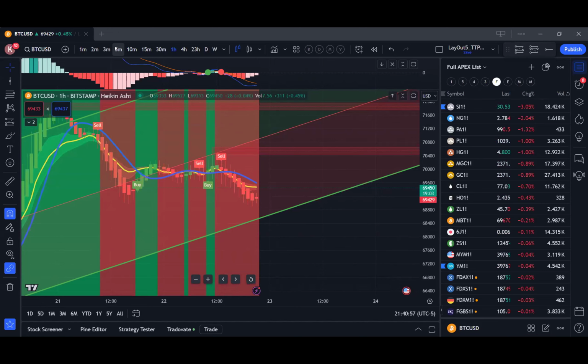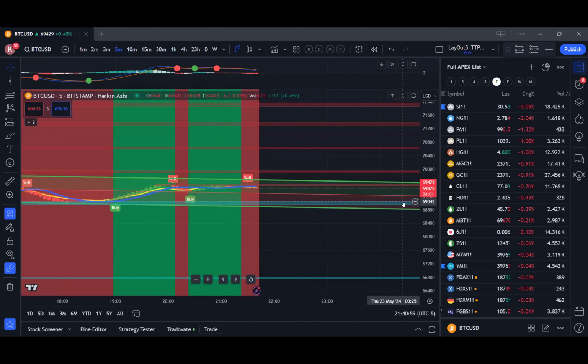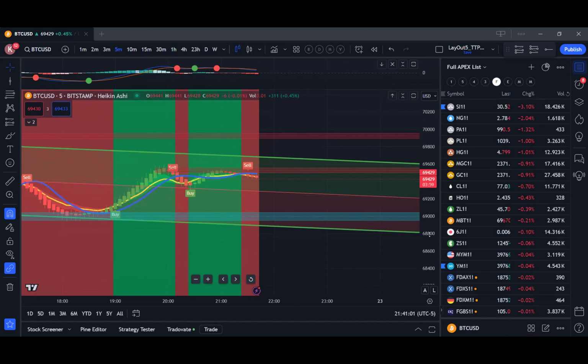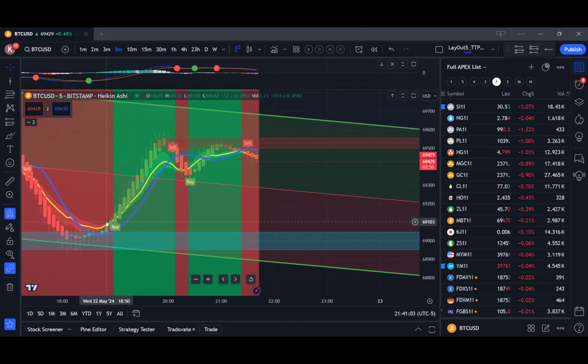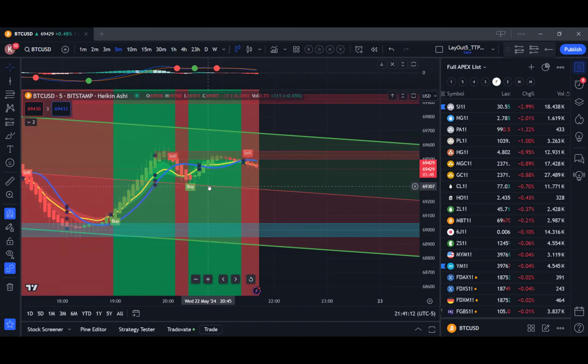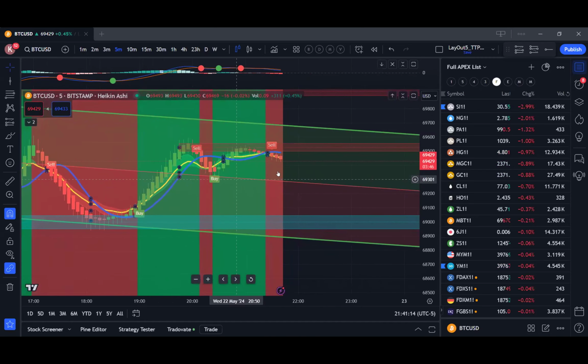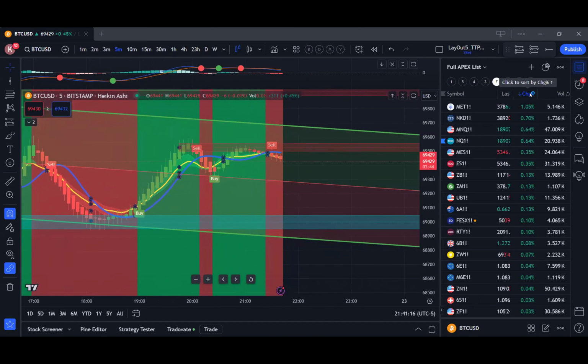If you look at a 5-minute chart, it is also bearish. It went up, then came down a little bit, again went up, again came down. It is slowly trying to move up, but it is still not ready for a swing trade.